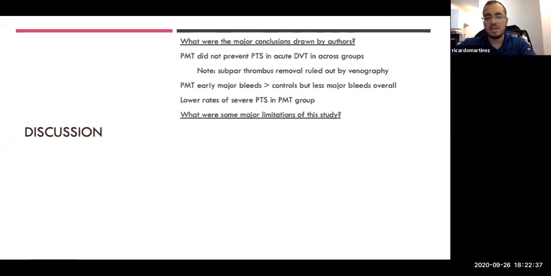And then what were some of the major limitations that you thought the study had? Both could be the things that the authors mentioned, but also things that you think may have taken away from the trial's validity.